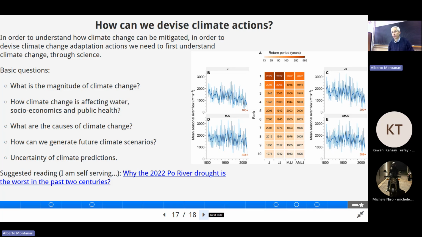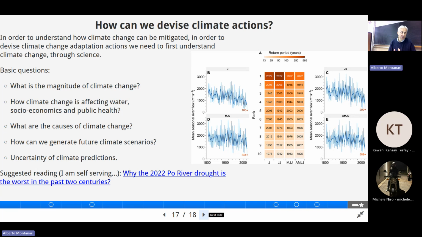So what you see from the four graphs is that in July, you see a decreasing trend, upper left. You see a tendency going down. It means that in the past 200 years, the river flow in July is going down. But if you look at the bottom right, April, May, June, July, you see that it's more constant. And here it's not plotted, but if you look at the plot for March, April, you would see an increasing trend.